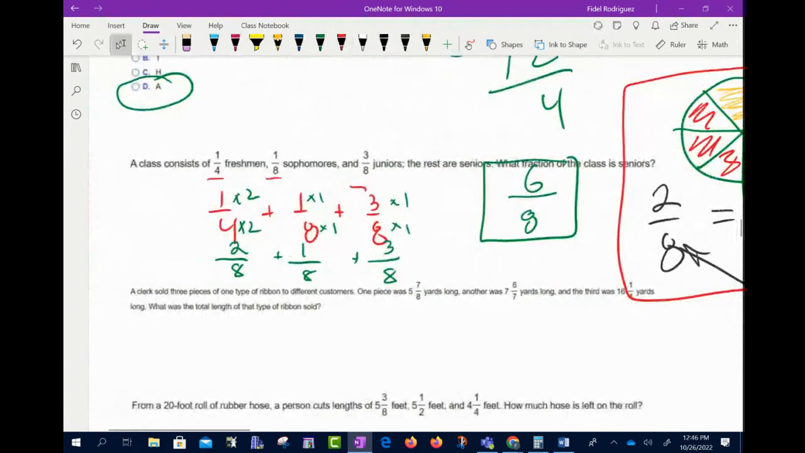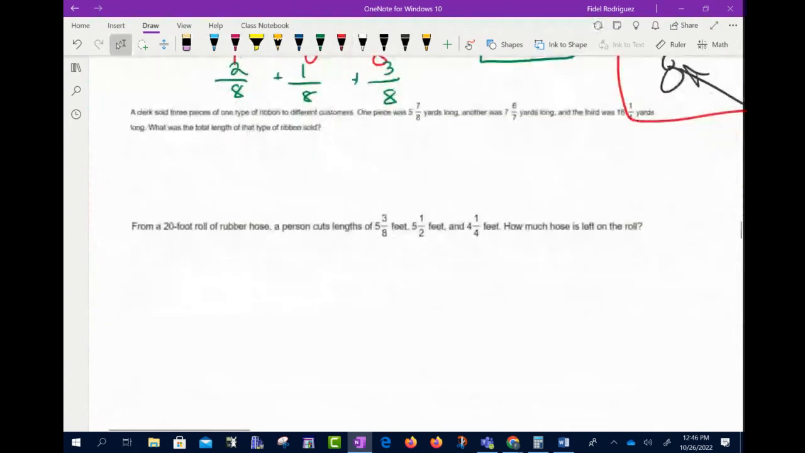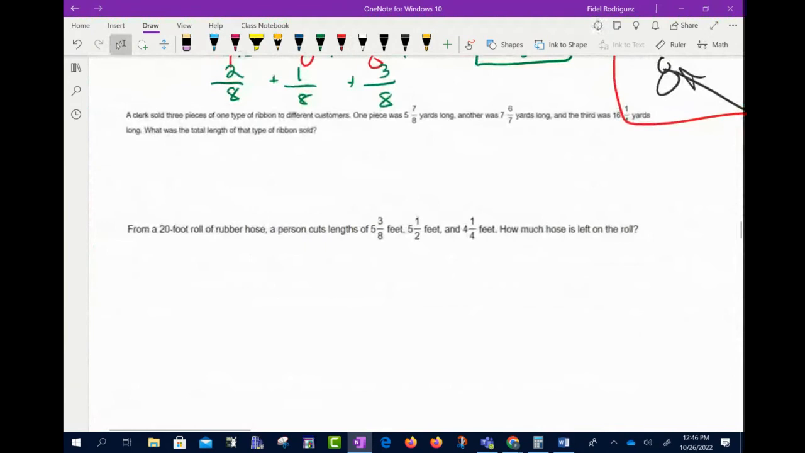All right. So we still got a few more problems to do, so let's see if we can knock these out. Okay, and it says a clerk sold 3 pieces of one type of ribbon to different customers. One piece was 5 7/8 yards long. Another piece was 7 6/7 yards long, and the other one was 16 and 1/4. What's the total length?